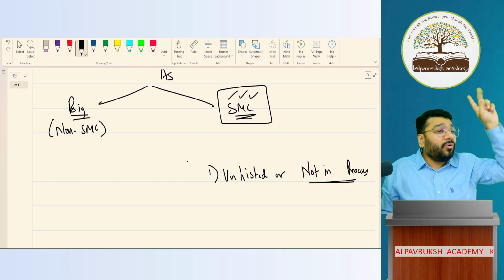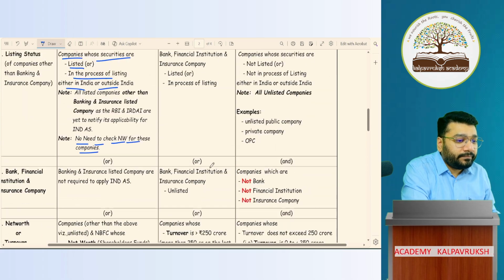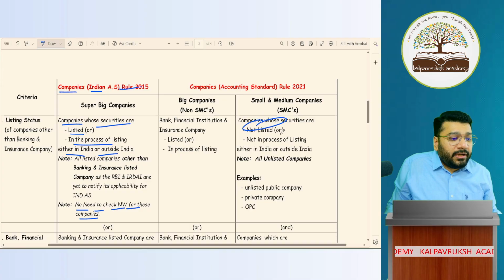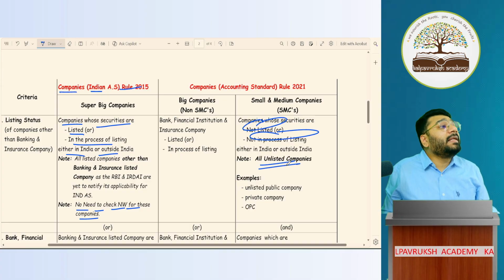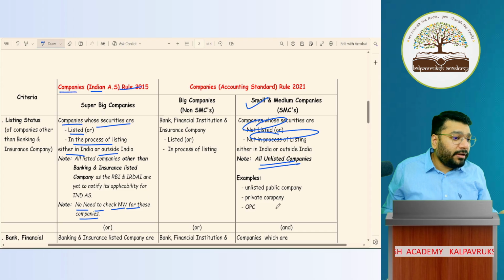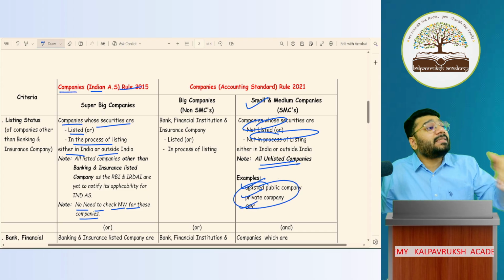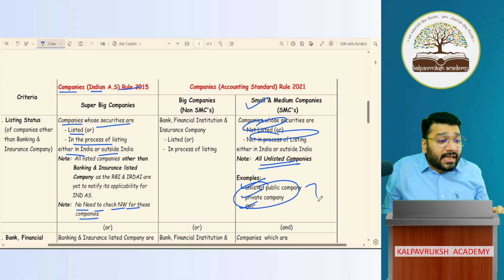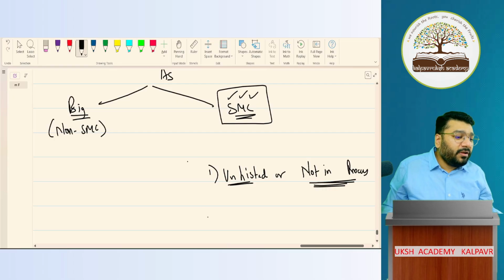Ind AS will follow. Okay, not okay. So it should be unlisted or not in the process of listing, either in India or outside India. So you're talking about all the unlisted companies. If you are an unlisted company, you can consider yourself an SMC. Unlisted public company, private company, OPC will all come under this criteria, provided they satisfy the remaining 4 conditions. Okay. First condition is over.